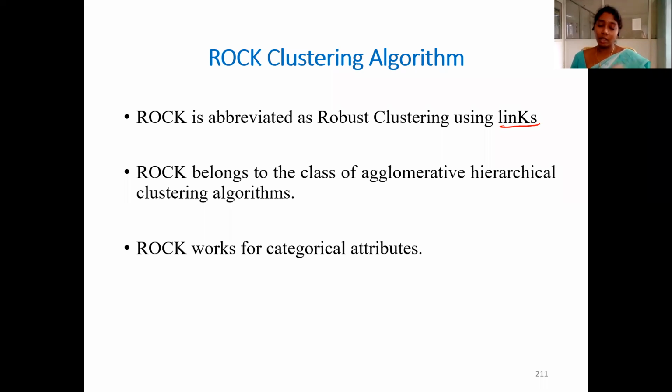Underline this word, links. It considers the links between the elements of the clusters to generate the clusters. Instead of distance measures, it considers links among the data points. This belongs to the class of agglomerative hierarchical clustering algorithms, and it especially works for categorical attributes. Whereas till now all the clustering algorithms especially work for numerical attributes, because they need to calculate distance measures, Euclidean, Manhattan or Minkowski, whatever it may be. This particular algorithm works for categorical data.